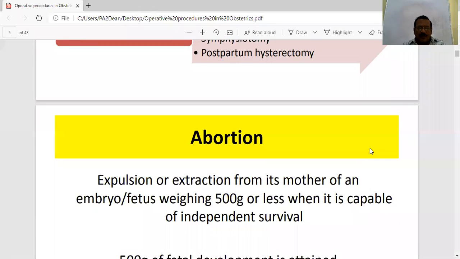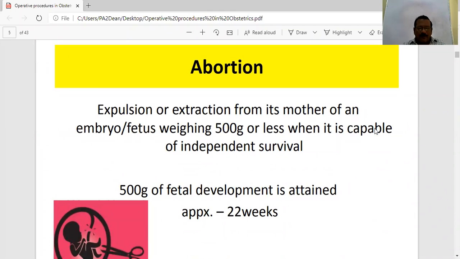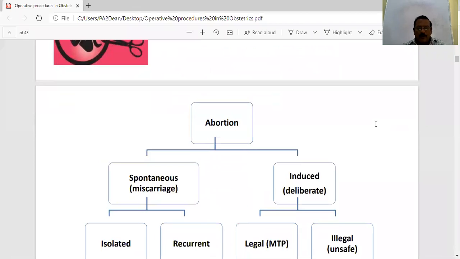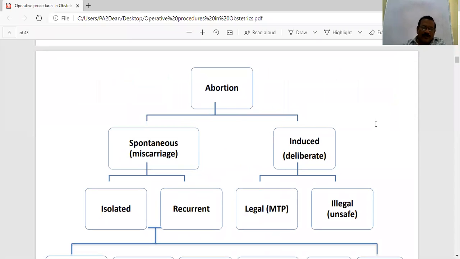Then coming to abortion, we shall discuss one after the other. Abortion is the expulsion or extraction from its mother of an embryo or fetus weighing 500 grams or less, when it is not capable of independent survival. The 500 grams of fetal development is attained approximately around 22 weeks, so any expulsion before 22 weeks is an abortion. Abortion may be spontaneous or induced. The spontaneous abortions may be isolated or recurrent. When the abortions are three or more consecutively, we call it recurrent abortion.